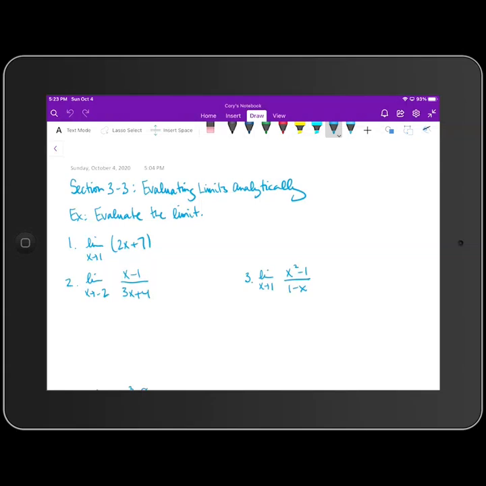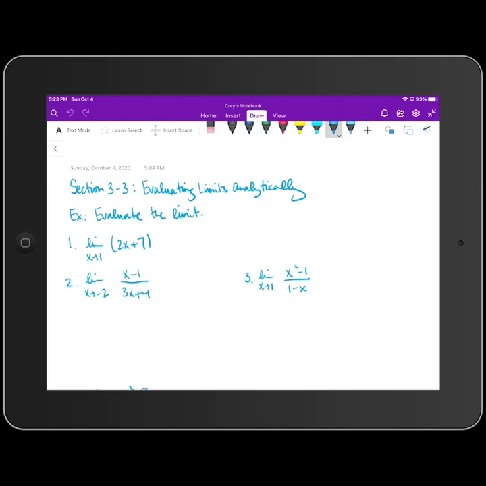Okay, so we spent the last lesson looking at evaluating limits graphically. And today's lesson, we're going to look at evaluating limits analytically. You want to think of it as evaluating limits algebraically. That's fine as well. So we're going to jump into doing some examples, and we'll talk about the techniques we're going to utilize to evaluate limits analytically or algebraically.